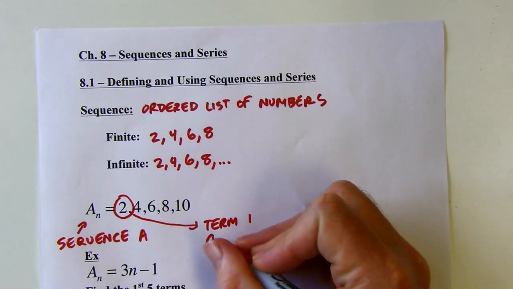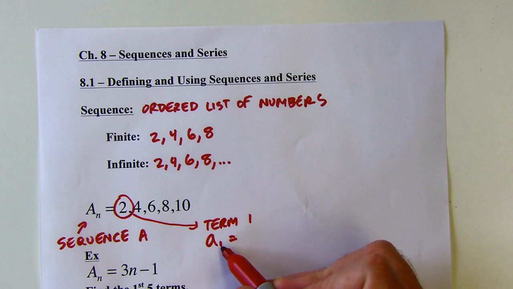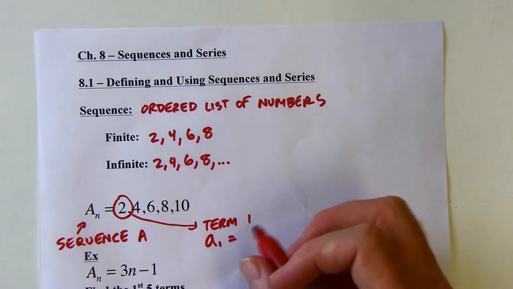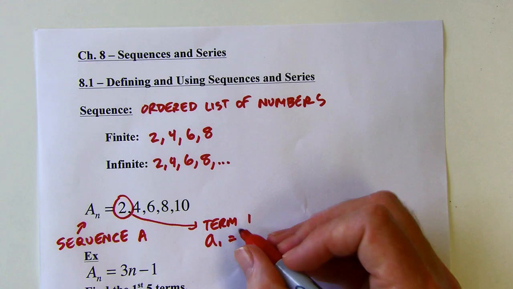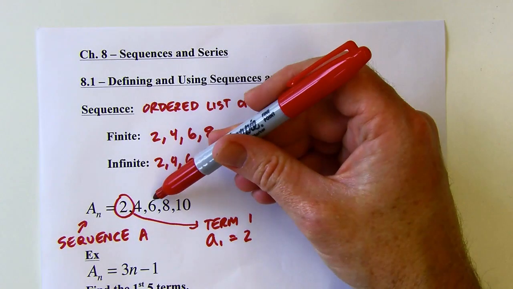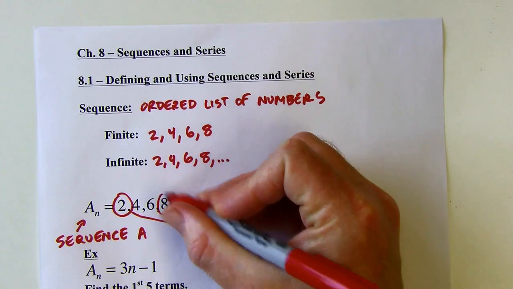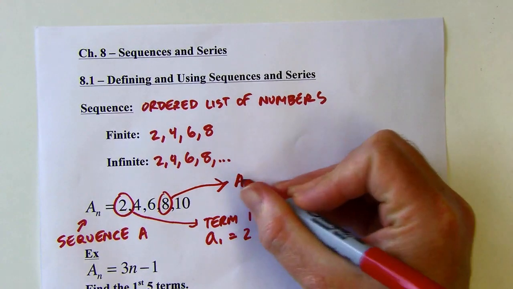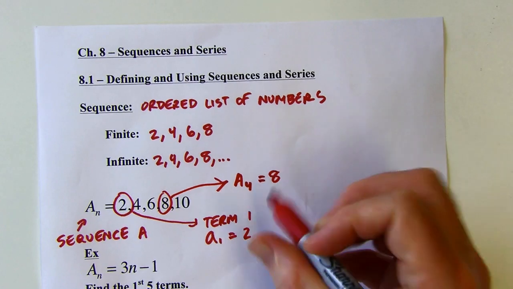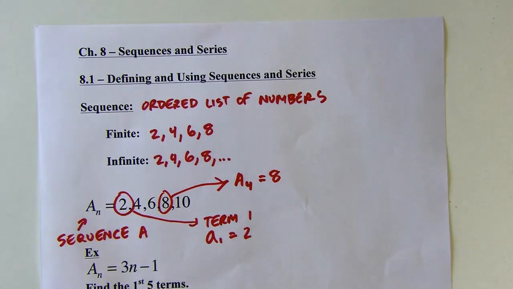Okay, so I could say A sub 1, that means the first term of sequence A. So the first, that's going to be 2, right? So, you know, A sub 3 would be 6, for example. A sub 5 would be 10, okay? A sub 4, the value of that term is going to be 8. The term number is 4 because it's the fourth term. The value of the term is 8, okay?